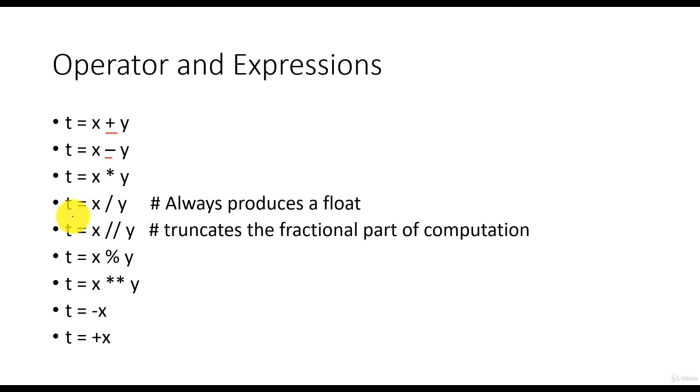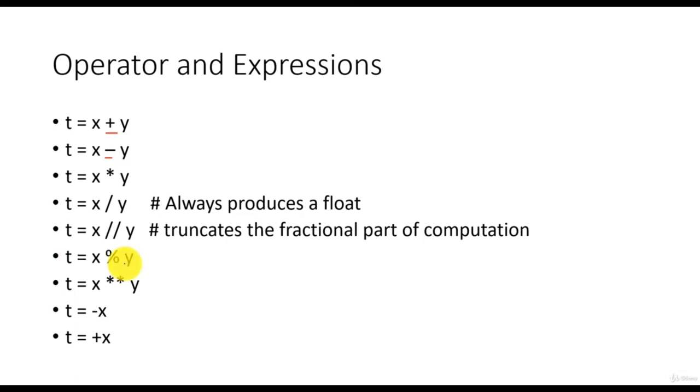If we are interested only in the integer part of the division and we are not interested in the fractional part, in that case we can use the operator slash slash, double slash. In this case, if x is 4 and y is 2, then t will get the value 2 and t will be an integer variable. Similarly, if x is 5 and y is 2, then also t will get the value 2, since 5 slash 2 is equal to 2.5, and 0.5 will be ignored by this double slash operator, so t will get the value 2 and it will remain an integer variable.